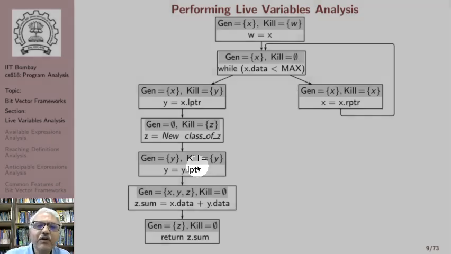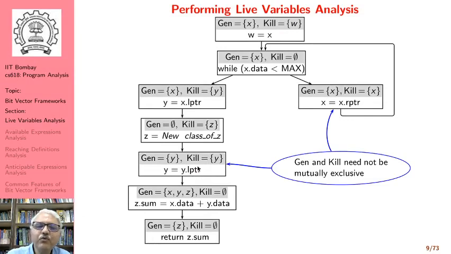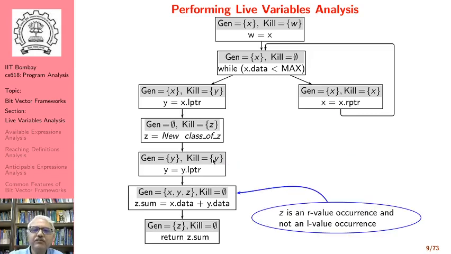In order to perform this analysis, we now associate certain properties. The interesting observation is that gen and kill need not be mutually exclusive. Here the same variable is read and the same variable is being defined. So the gen and kill set could contain the same variable.